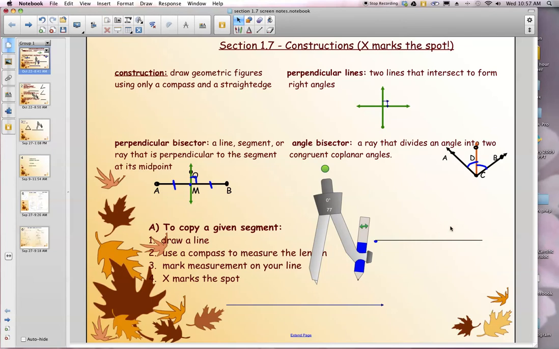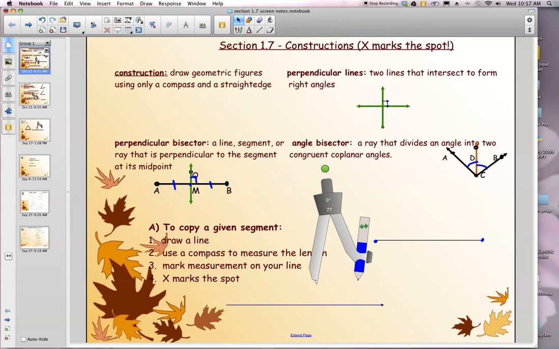Okay, so here's what we're going to do. We are going to copy this segment right here down somewhere else on your paper. The first thing you're going to do is draw a line. So take your straight edge somewhere else on your paper and just draw a nice long line. You're not sure exactly where the end's going to be, so make it long enough. Make it longer than the one that you've got.